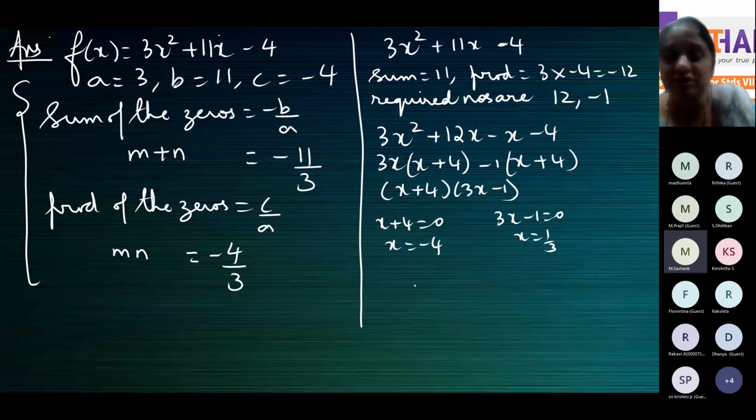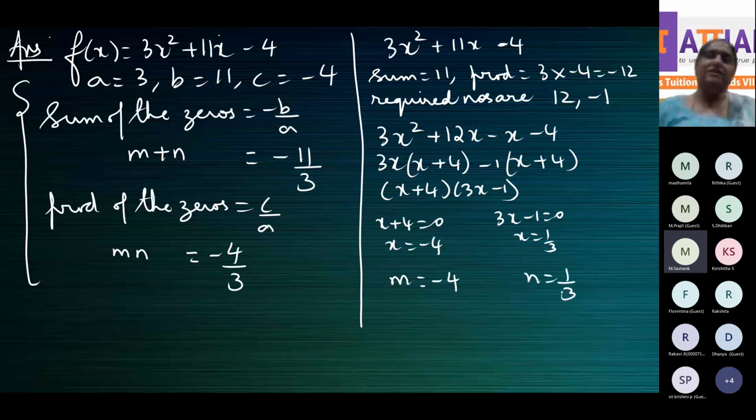So that means what, children? m is equal to minus 4, because x is minus 4, x is 1 by 3. They're the zeros. But what are the zeros called here? m and n, right? So m is equal to minus 4. n is equal to 1 by 3. Or you can take it the other way also, anybody is m, n.